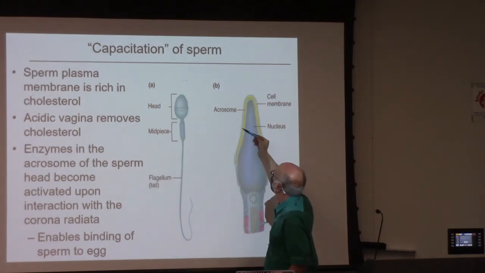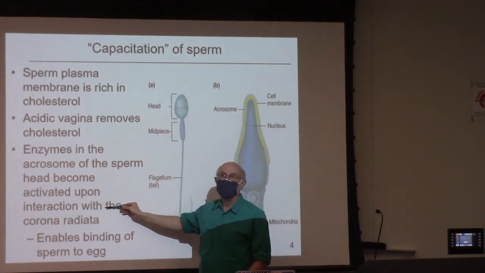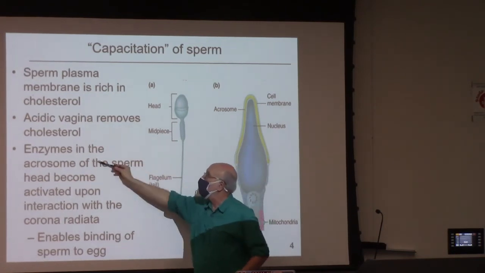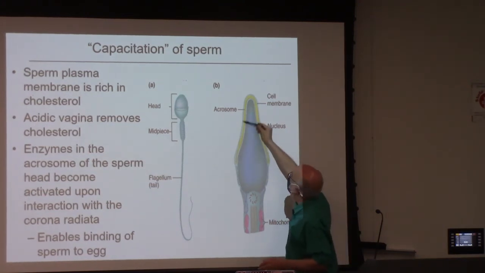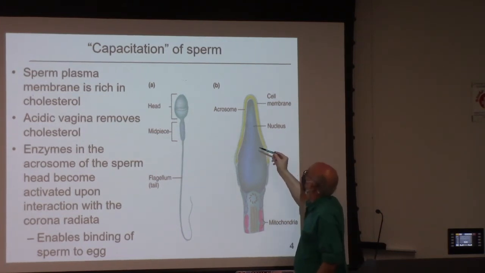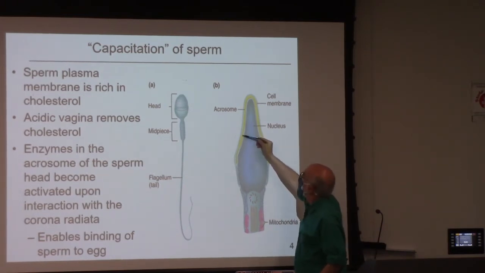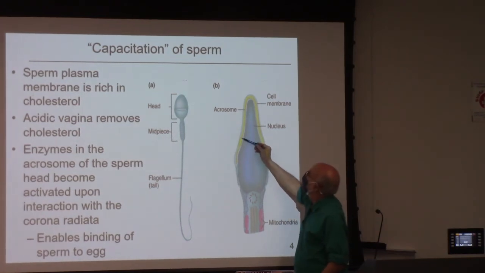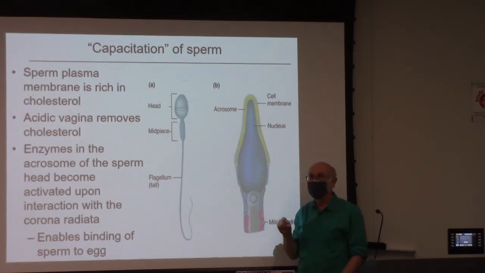When the sperm makes contact with the corona radiata of the ovulated oocyte, there's going to be a reaction in the acrosome of the sperm, this specialized submembrane, an organelle of the sperm. It's under the cholesterol, but outside of the cytoplasm. And there are enzymes here that are going to be essential for fertilization. We'll see that in the next slide.